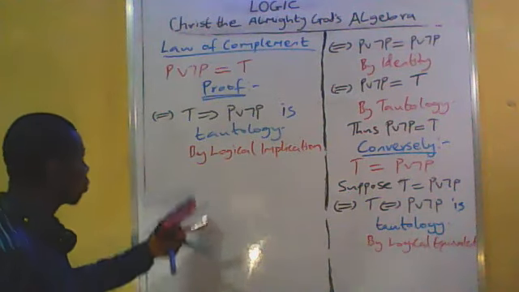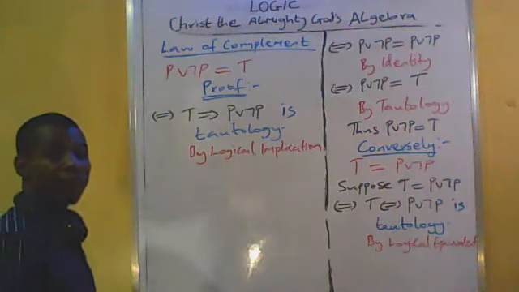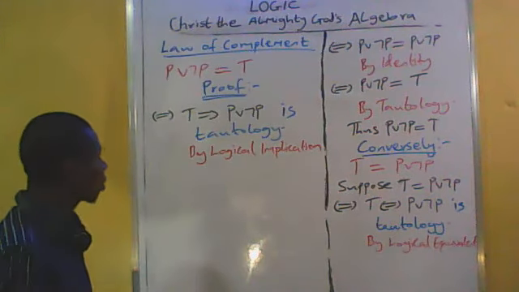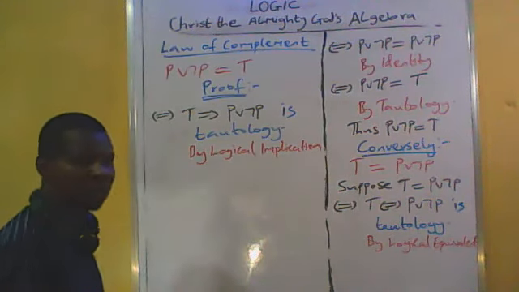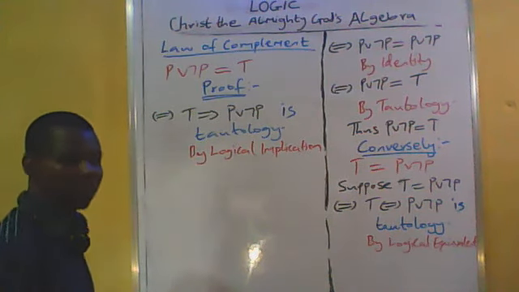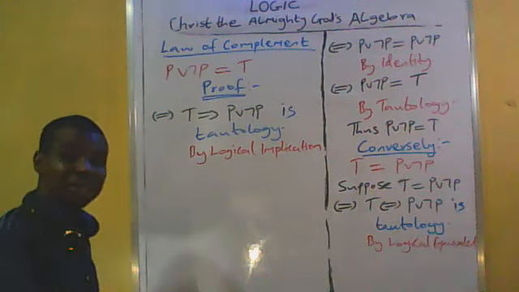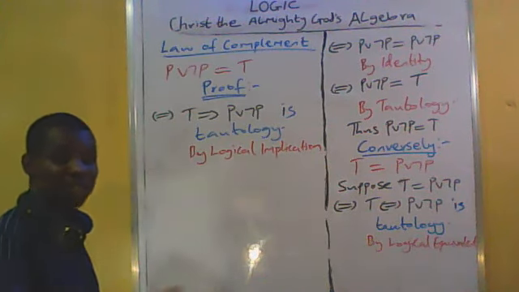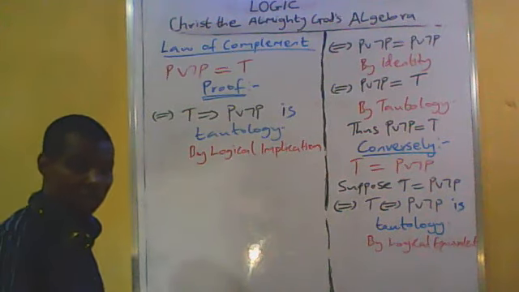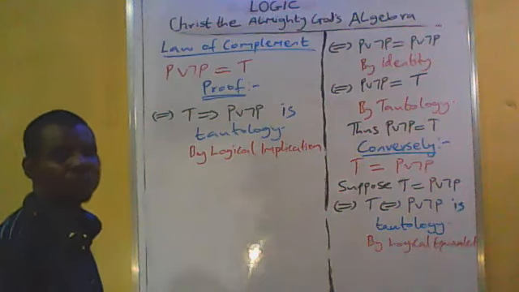We then deduce that this T is a proper implication of P or not P. That means the consequent is P or not P. Now, since it is a proper implication of P or not P, you say that T exists. And if T exists, you say that it is a logical implication of the consequent P or not P.